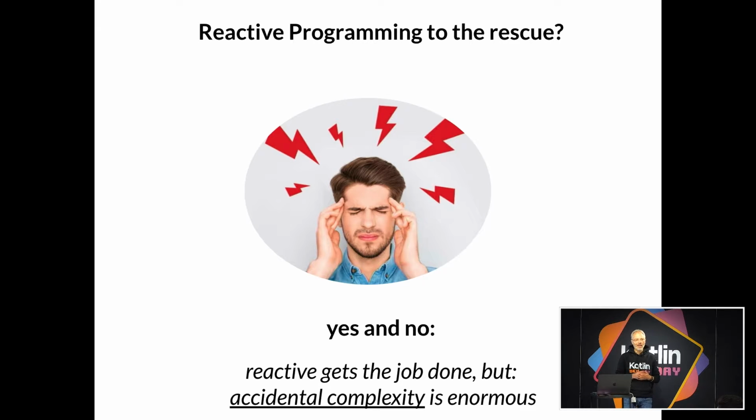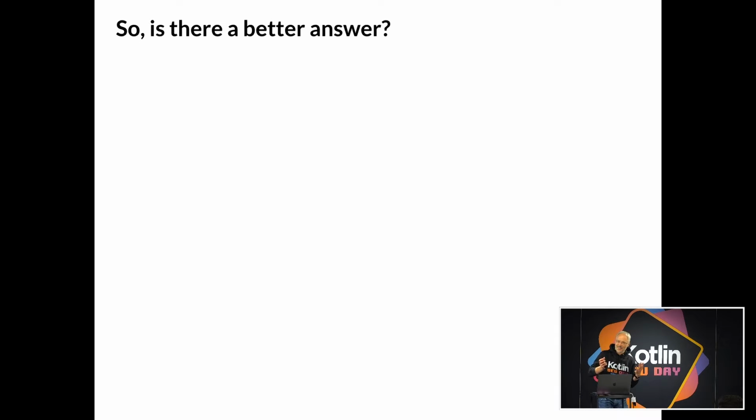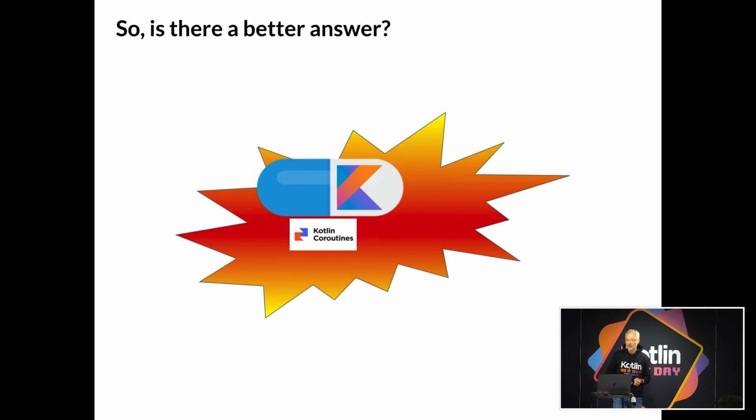but they come at a very high price. So in other words, accidental complexity. And of course, the question is: is there a better answer? And yes, there is a better answer. And guess what? These are coroutines. That's actually the pill that should help you answer this problem in an effective way.